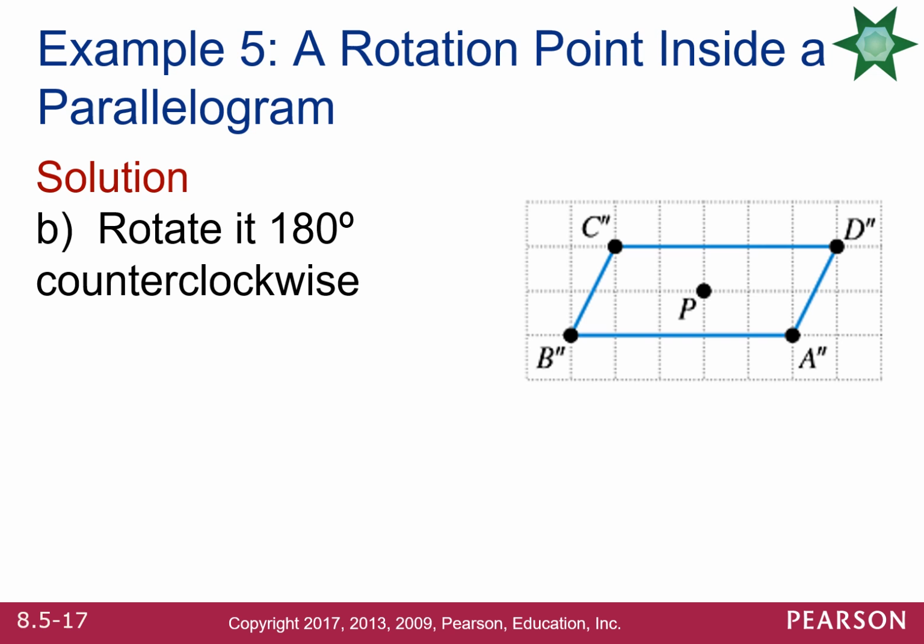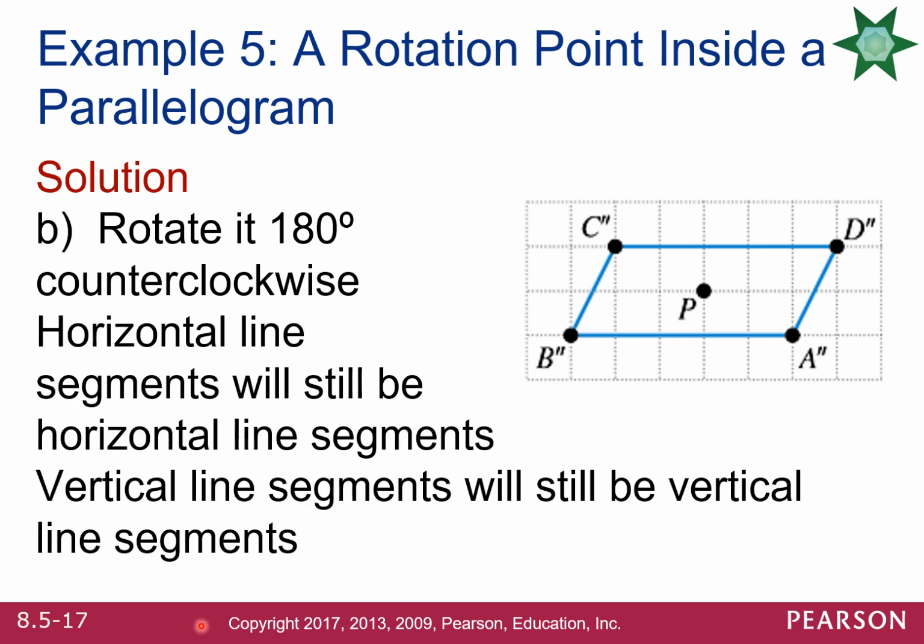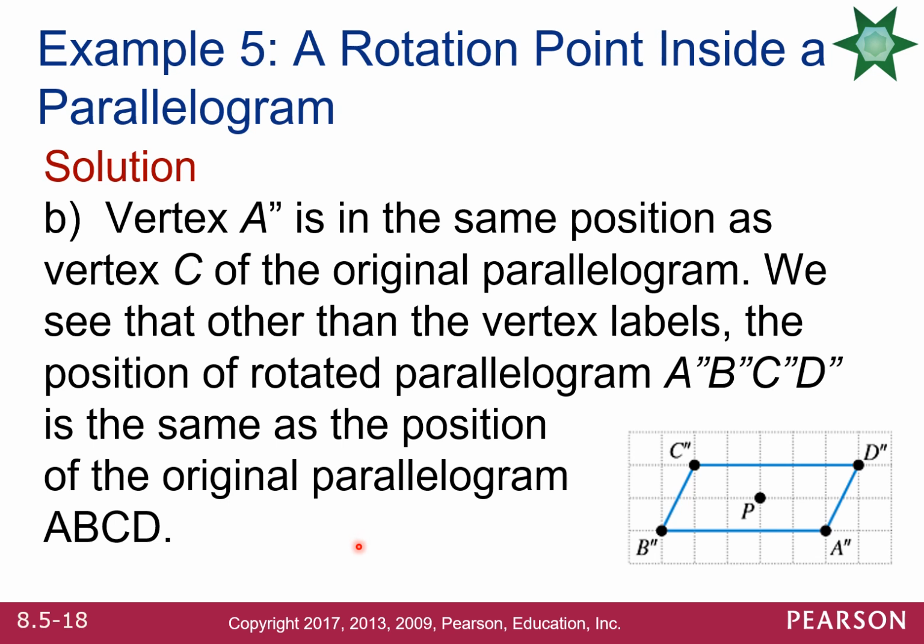So what would 180 degrees counterclockwise rotation look like? The horizontal line segments will still be horizontal line segments, and the vertical line segments will still be vertical line segments. However, the labeling would be different. So it'll be A, D, C, B. All right. So what happens with the 180-degree counterclockwise rotation?